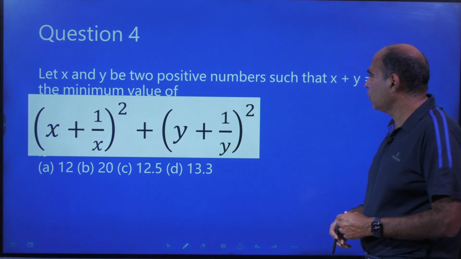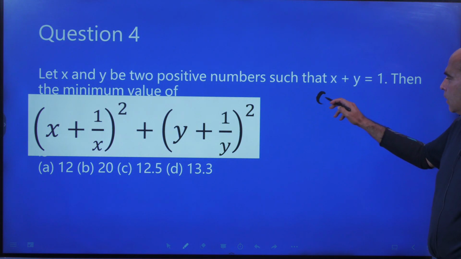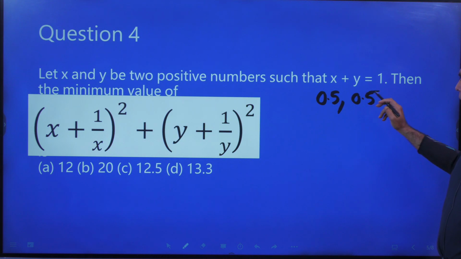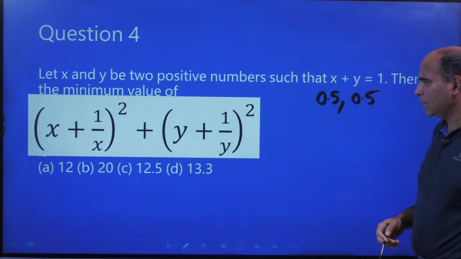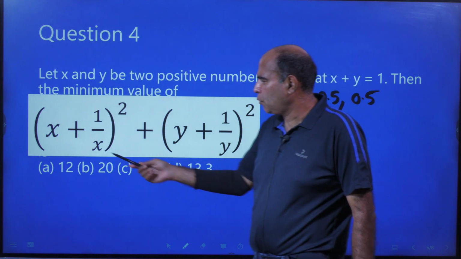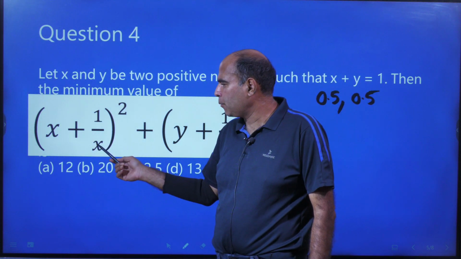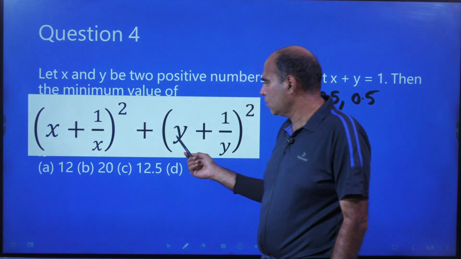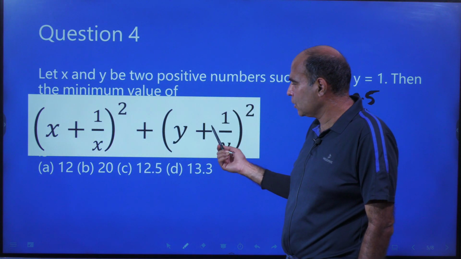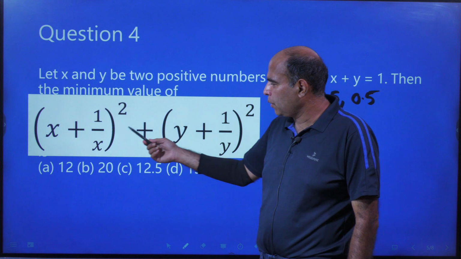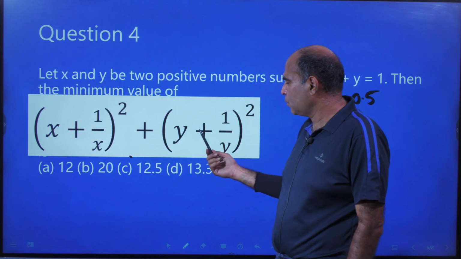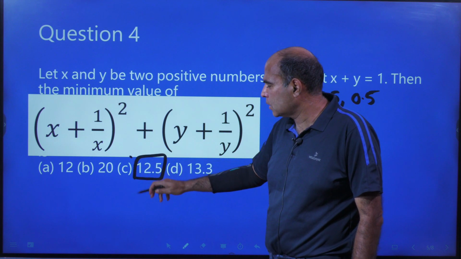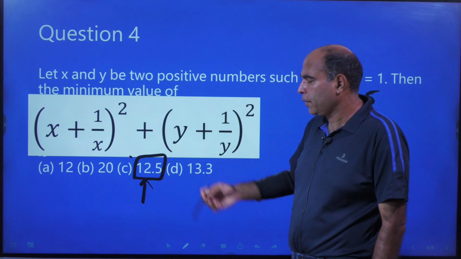And intuitively you should know that the minimum value will happen if you take x and y both as 0.5. In that case, this value is 0.5 plus 1 by 0.5, which is 2.5. So this is 2.5 whole square, and this is also 0.5 plus 1 by 0.5, which is 2.5 whole square. So 2.5 whole square is 6.25 plus 6.25. The correct answer ends up at 12.5, which is what the question is talking about.